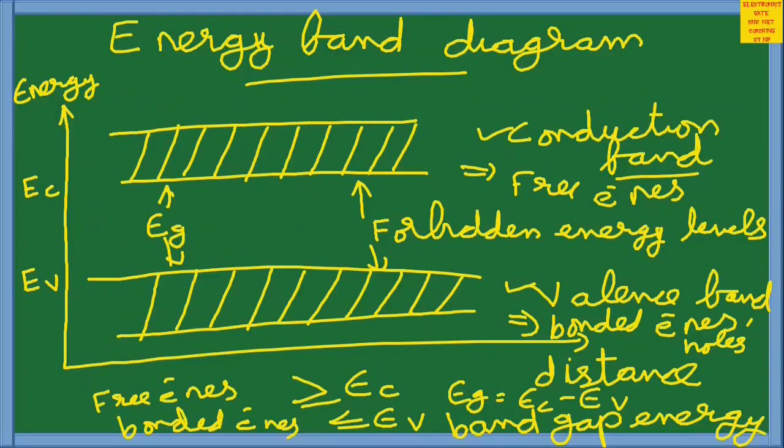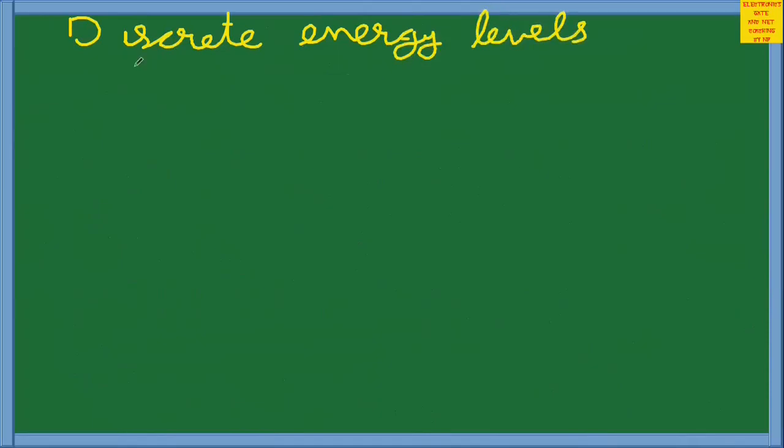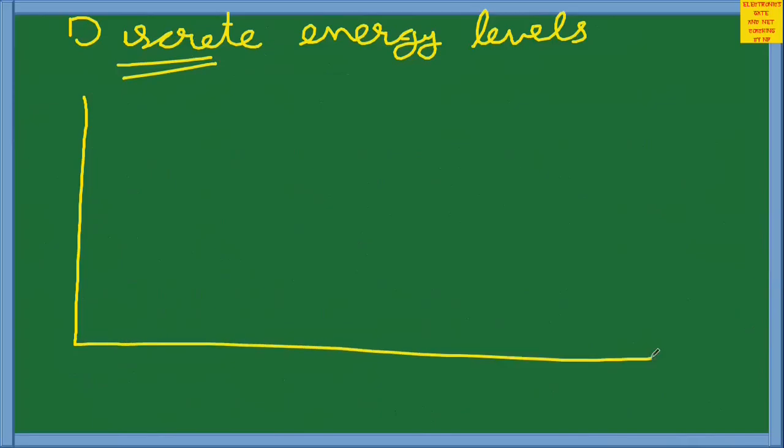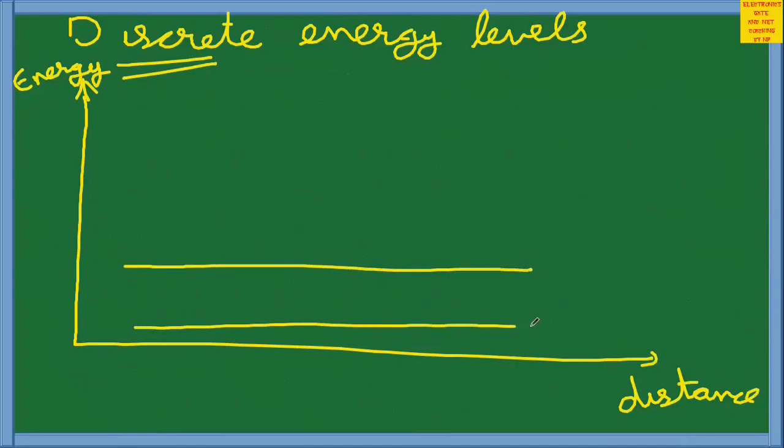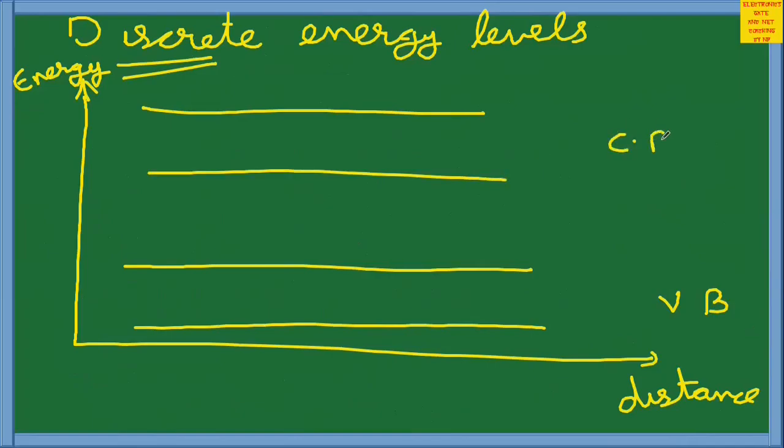Now when we consider this energy band diagram, it can take only discrete energy levels. The energy levels present in the energy band diagram are always discrete. So ideally we can draw the energy band diagram like this. As we said earlier, on the y-axis we have energy, on the x-axis we have distance. The band with lower energy is called the valence band. The band with higher energy is called the conduction band. And we denoted the lowest energy level of the conduction band as EC and the highest energy level of the valence band as EV. And as we said here, this energy band diagram can take only discrete energy levels.